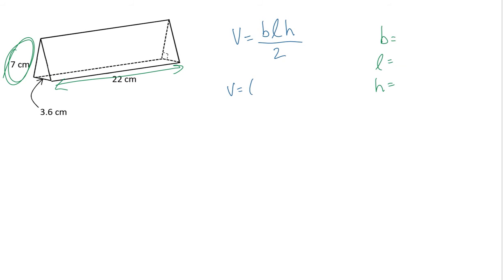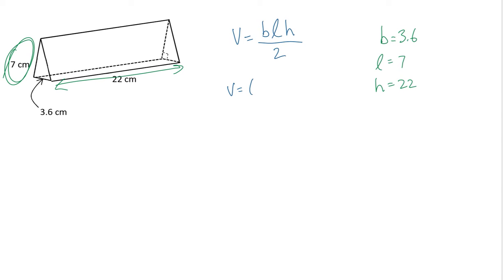So I'm going to put in, let's fill those out first. We'll call 3.6 the base. We will call 7 the length, just because it matches the formula sheet. But if you don't like that, you can do it the other way. You could call this 22. You're going to get the same answer. And the height is 22.